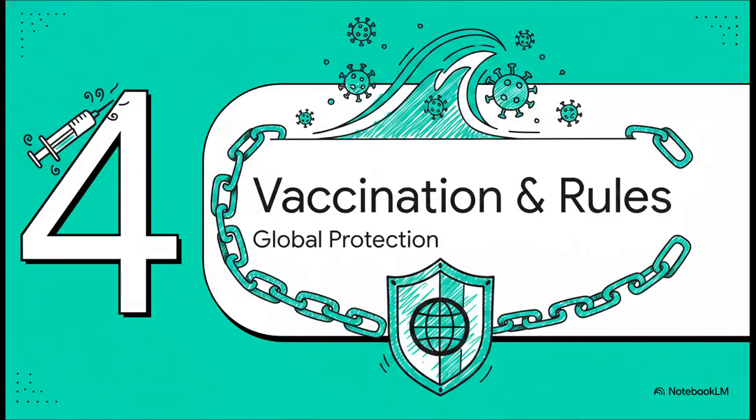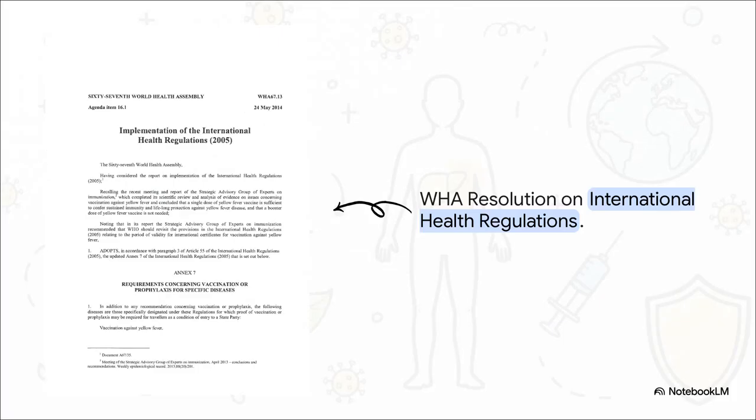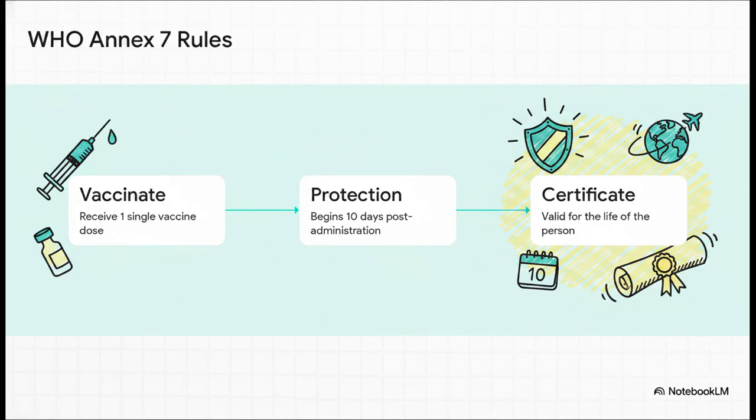All right, shifting gears to Section 4, vaccination and global rules. So, how do we fight back on a global scale against such an immense biological threat? Enter the World Health Organization. The official World Health Assembly resolution on the international health regulations literally acts as international law. It's designed to stop that scary urban cycle of transmission from sparking a global pandemic through international travel. The WHO basically boiled down a mountain of science into Annex 7, which lays out 3 incredibly straightforward steps for international travelers.